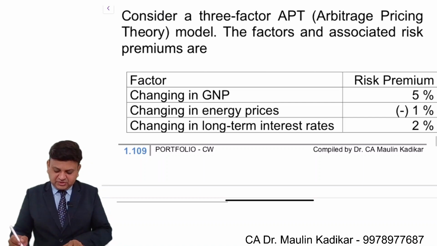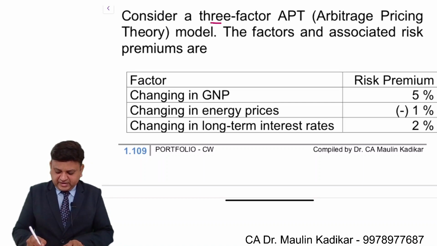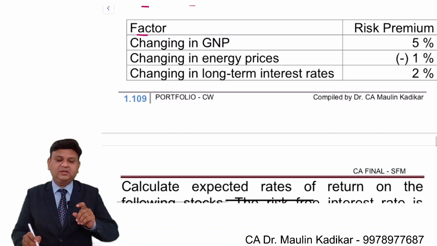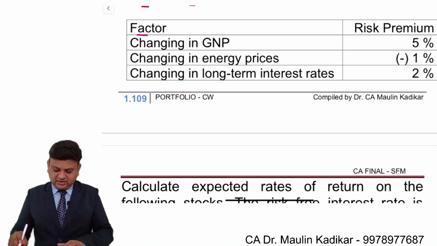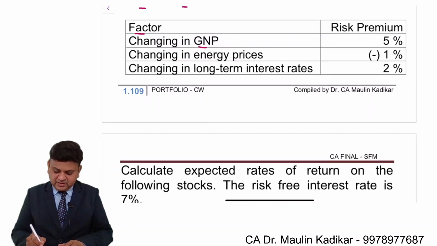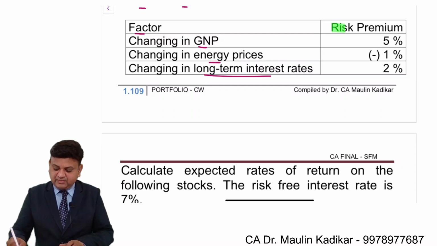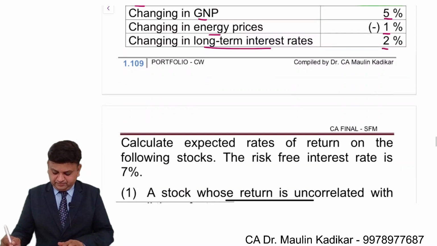Everybody is requested to pay attention. Consider a three-factor APT, arbitrage pricing theory, model. The factors and associated risk premium are as under. Factor, it is of course the systematic risk factor: change in GNP, change in energy price, change in the long-term interest rate. Risk premium information is given to us. It is 5, -1 and 2.